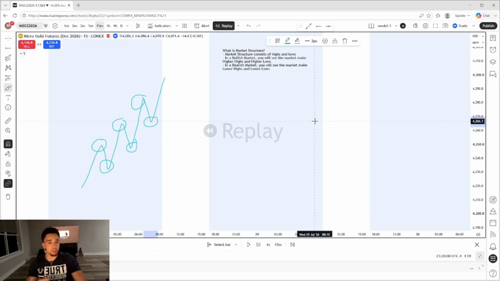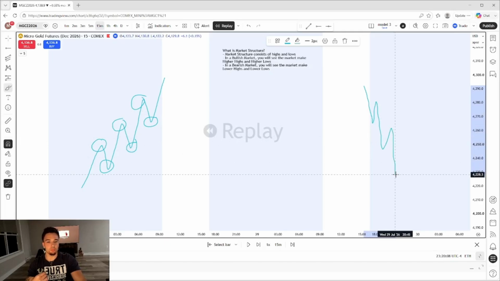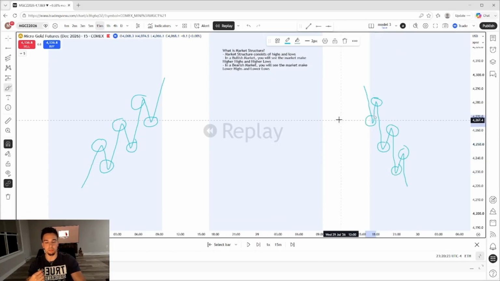Another way that you'll see market structure form is in a bearish market, right? So what does a bearish market mean? It just means price is making lower lows and lower highs, right? So what does that look like? That looks like each high that is created is indeed lower than the previous, just like how these lows will be lower than their previous, right? So that is a clear indication of a bullish versus bearish market, all right, or a buy and sell market.